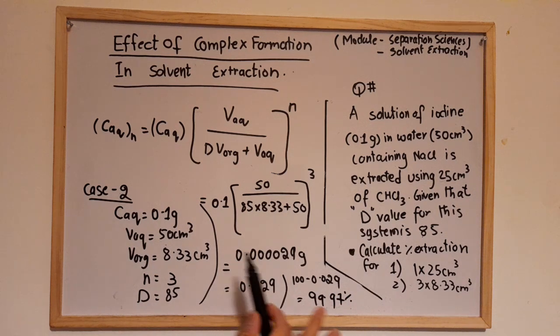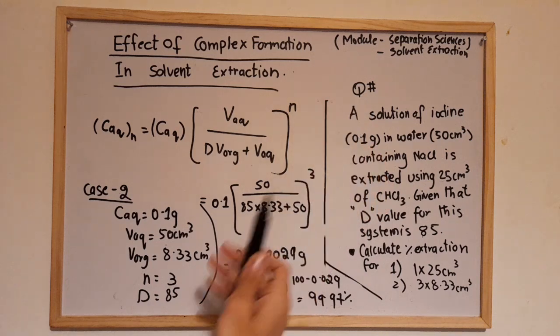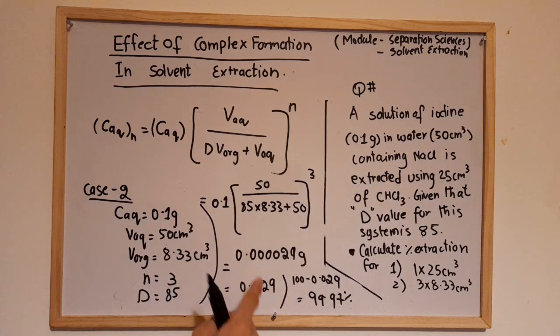So this is the short trick that is used to calculate extraction efficiency: we subtract it from 100 and calculate accordingly. One of the simplest ways is to just multiply it by 1000 and subtract it from 100, and you will get the extraction efficiency. So in this case, we are getting 99.97% extraction efficiency if we do the multiple extraction.